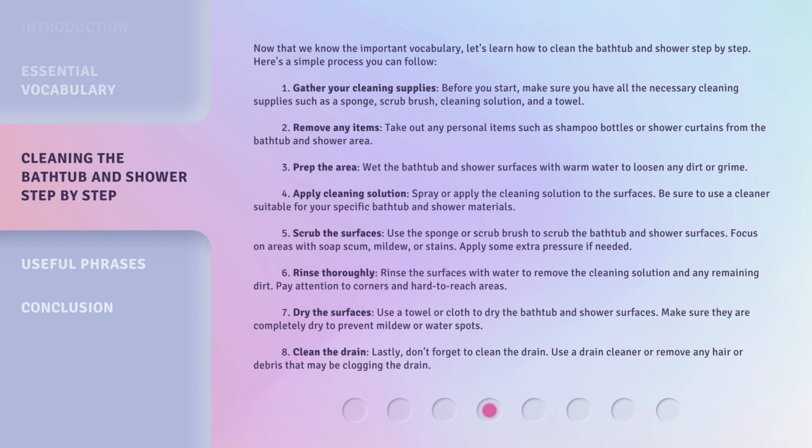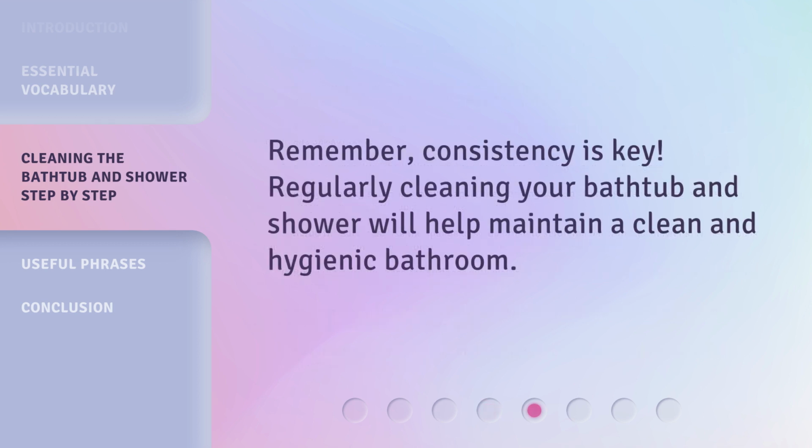7. Dry the surfaces. Use a towel or cloth to dry the bathtub and shower surfaces. Make sure they are completely dry to prevent mildew or water spots. 8. Clean the drain. Lastly, don't forget to clean the drain. Use a drain cleaner or remove any hair or debris that may be clogging the drain. Remember, consistency is key. Regularly cleaning your bathtub and shower will help maintain a clean and hygienic bathroom.